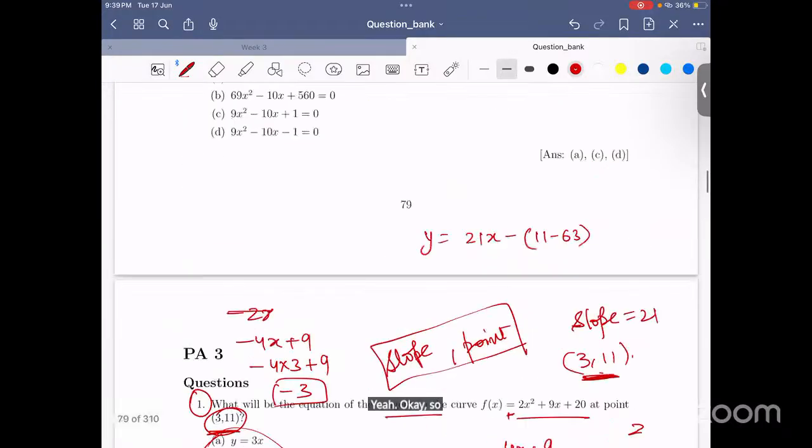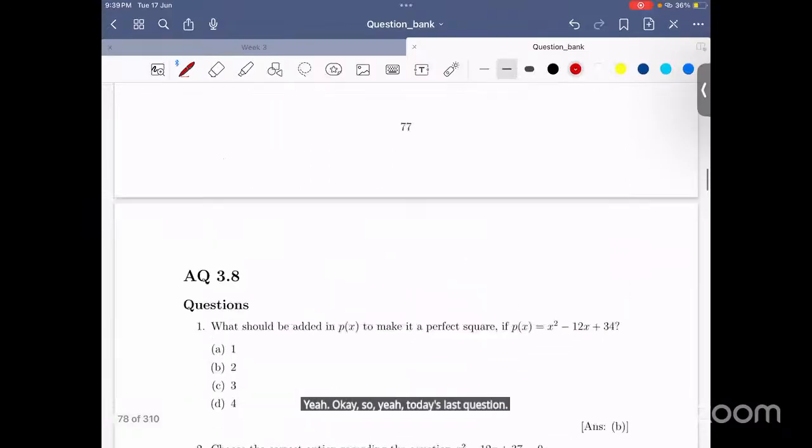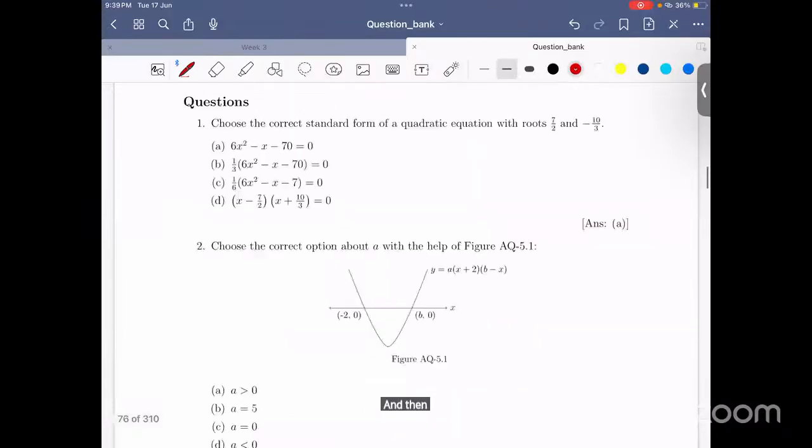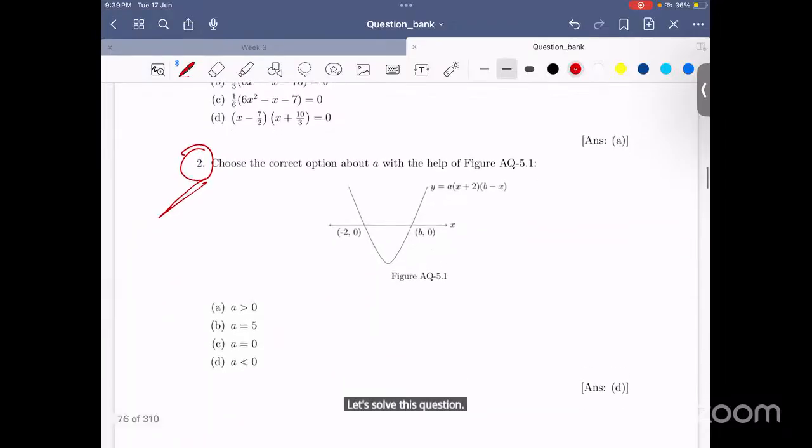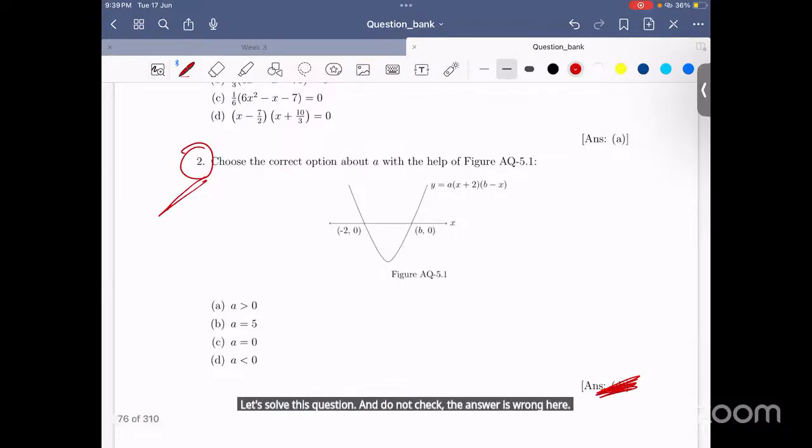Okay, so yeah, today's last question. And then if you have a doubt, yeah, so this question is the final question. If you are able to solve this, you have already understood everything. Just solve this question. And do not check, the answer is wrong here. Less than 0, sir. Yeah.